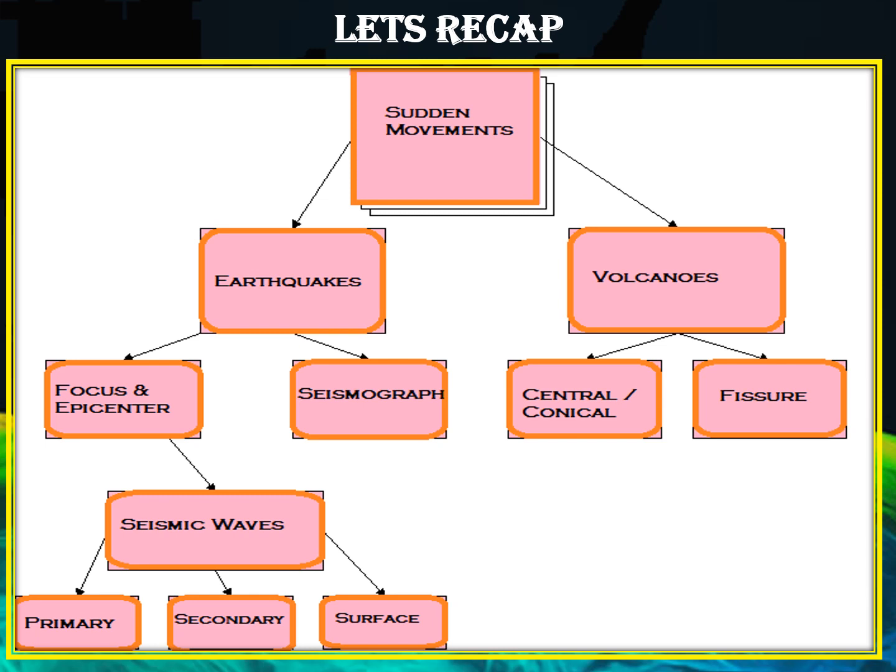Volcanoes: the process in which hot, solid, liquid and gaseous material are thrown out from the mantle of the earth onto the surface of the earth is called volcanic eruption. On the basis of their type of eruption, volcanoes can be further divided into central type of volcanoes or fissure type of volcanoes.